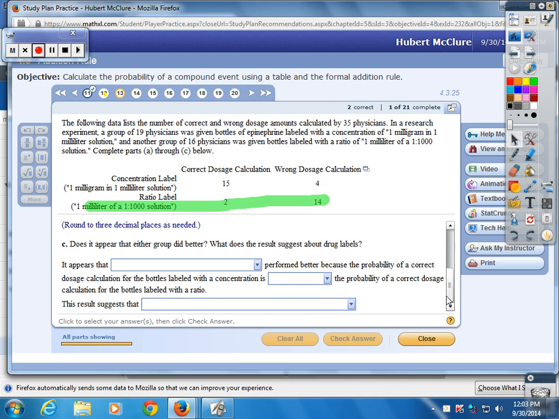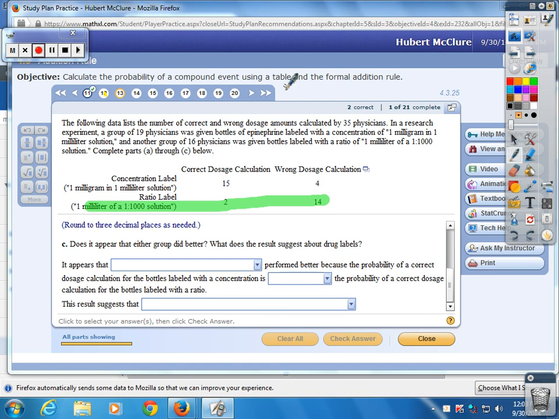So, let me ask you a question. The probability of the correct dosage with concentration is equal to 0.789, 79%. The percentage of the correct dosage with ratio is equal to point what? 125. They're going to ask you, what would you rather have?